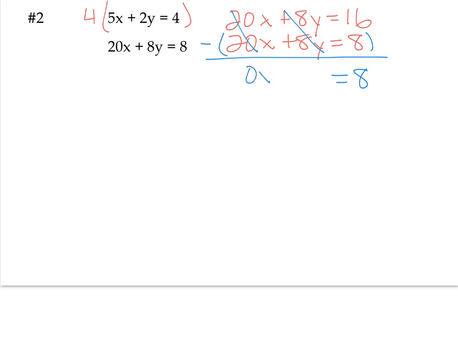It's 0x, really, plus 0y. When we cancel out, it's because there's zeros. We're going to end up with 0 equals 8. Okay? 0 never equals 8. So this is no solution.